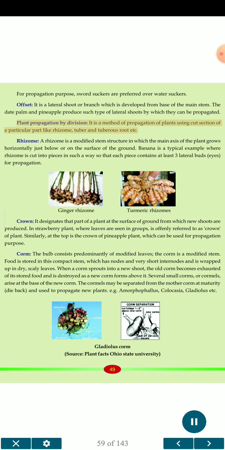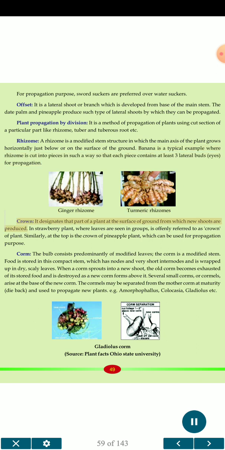Plant propagation by division. It is a method of propagation of plants using a cut section of a particular part like rhizome, tuber and tuberous root etc. Rhizome: a rhizome is a modified stem structure in which the main axis of the plant grows horizontally just below or on the surface of the ground. Banana is a typical example where the rhizome is cut into pieces in such a way that each piece contains at least 3 lateral buds, eyes, for propagation. Ginger rhizome. Turmeric rhizomes.